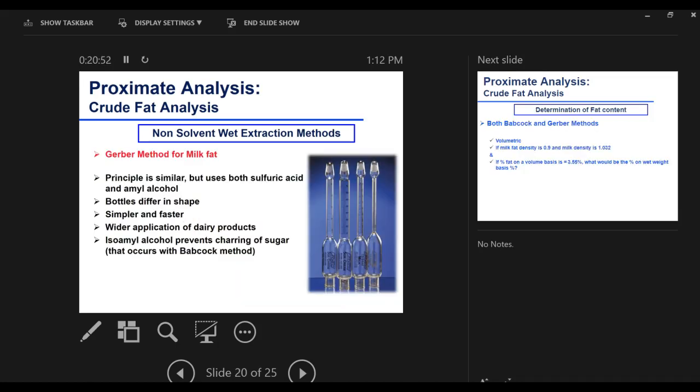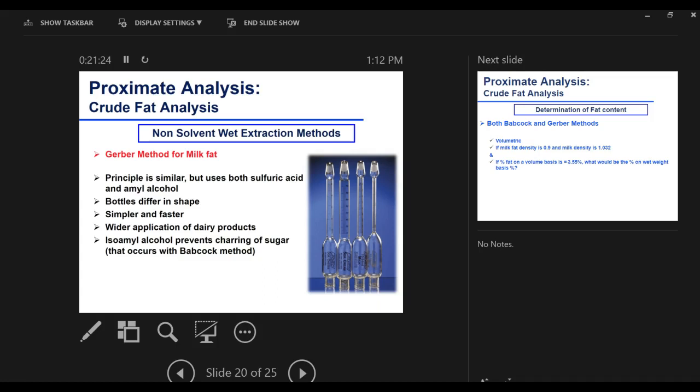The Gerber method is kind of a similar method to the Babcock, and again, Gerber is the name of the scientist that developed it, and Babcock is the name of the scientist. I think Babcock was from Wisconsin. There is a Babcock Hall in Wisconsin. Anyway, this is a very similar method, with smaller tubes.